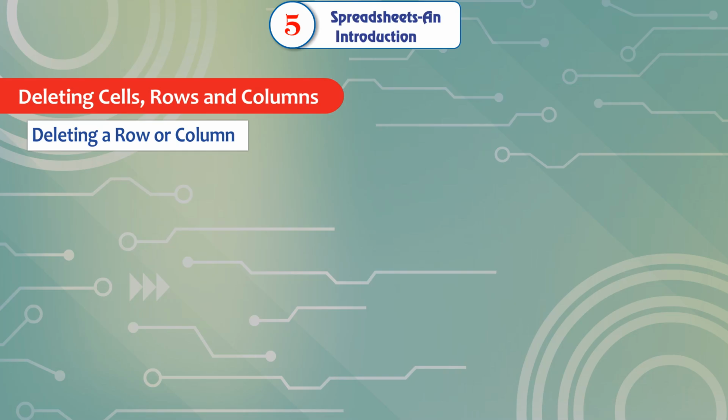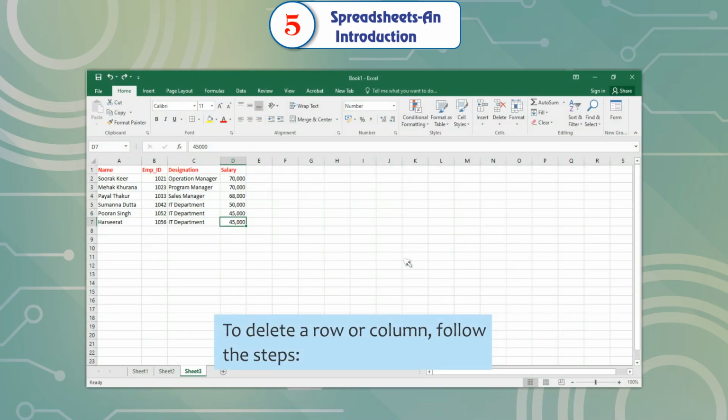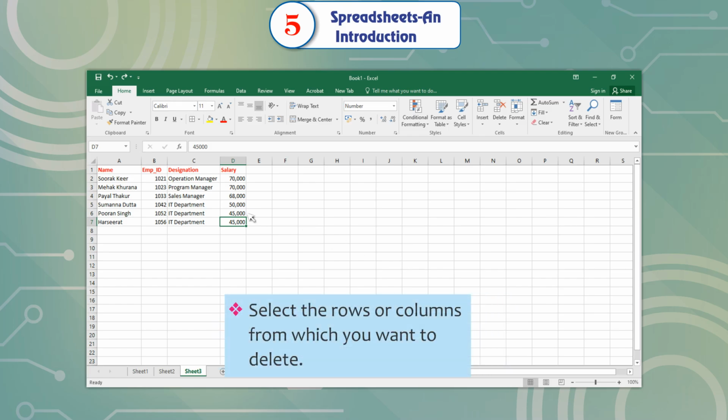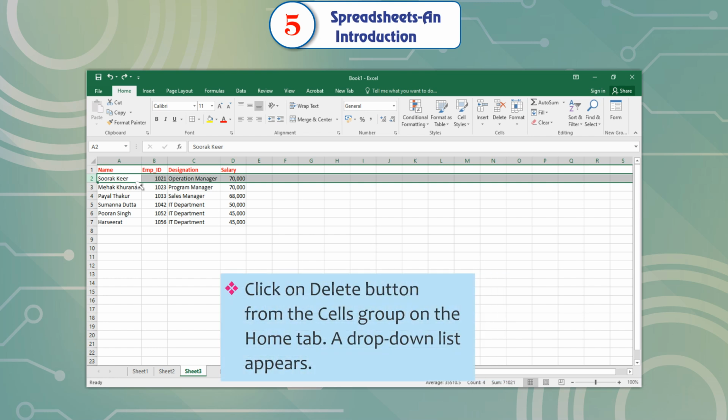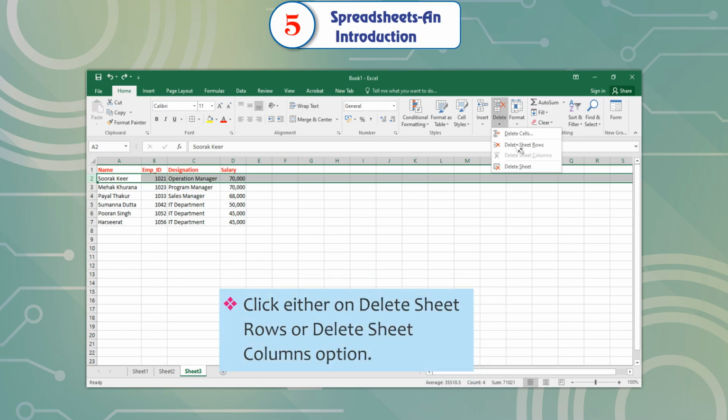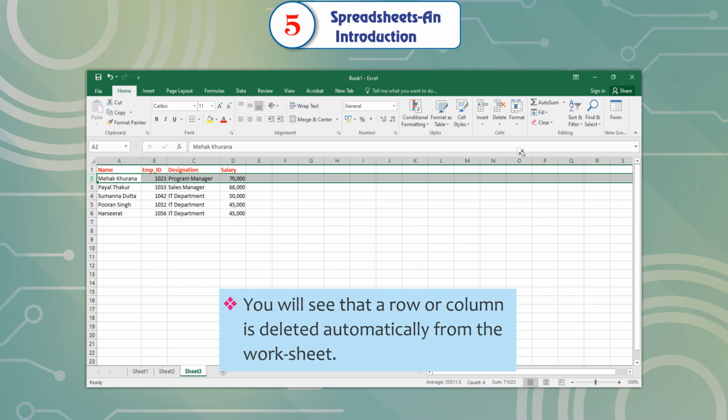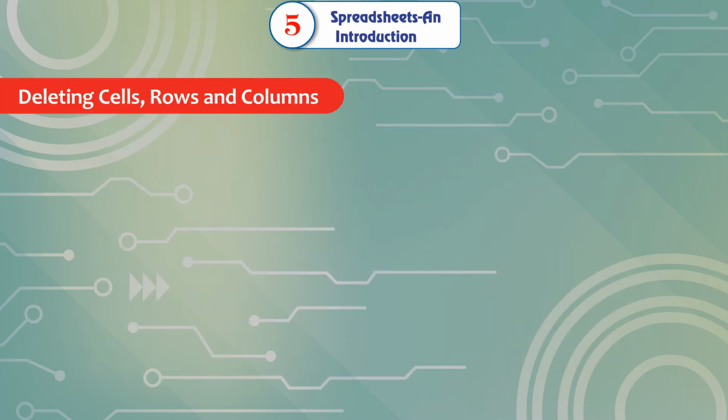Deleting a row or column. To delete a row or column, follow the steps. Select the rows or columns from which you want to delete. Click on Delete button from the Cells group on the Home tab. A drop-down list appears. Click either on Delete Sheet Rows or Delete Sheet Columns option. You will see that a row or column is deleted automatically from the worksheet.